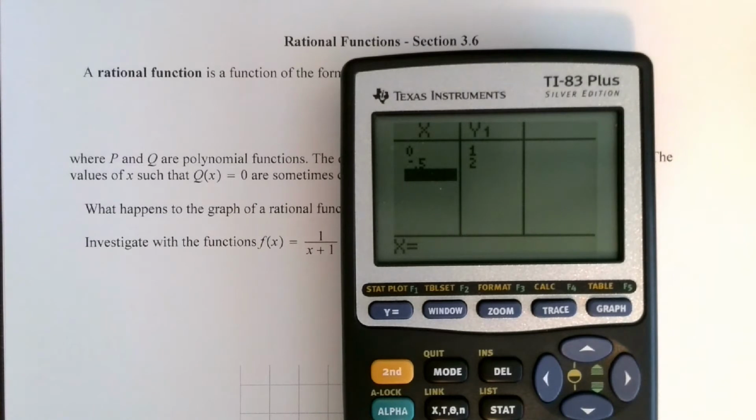Can I get closer to -1 than that? Yeah, -0.8. That's closer. Can I get closer to -1? Yeah, -0.9. Can I get closer than that? Yeah, -0.99. That's getting close.